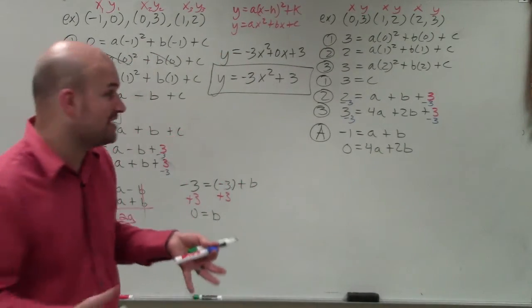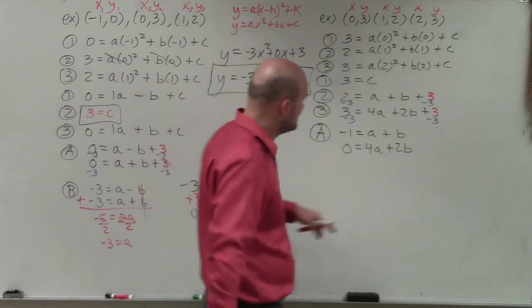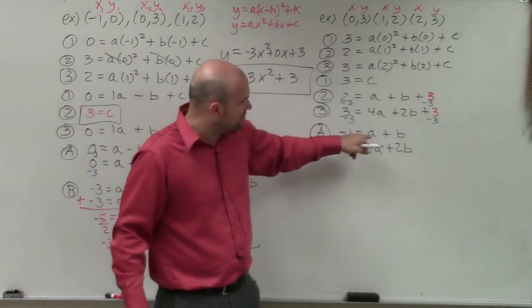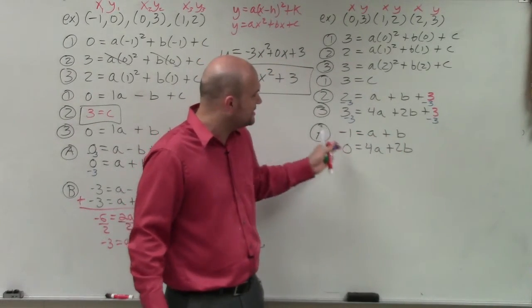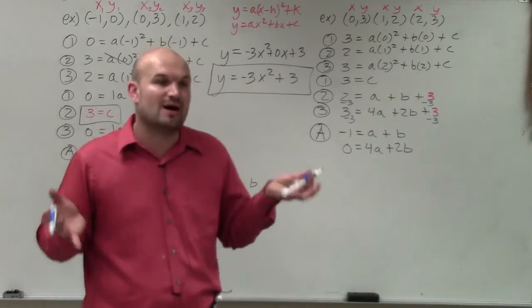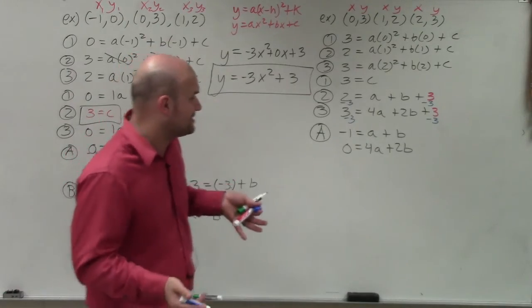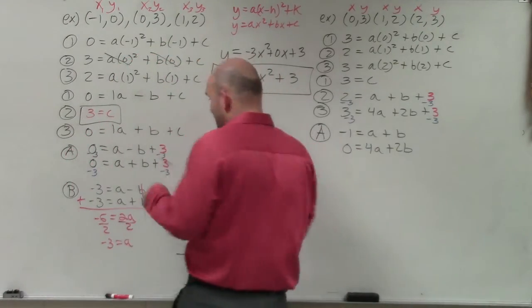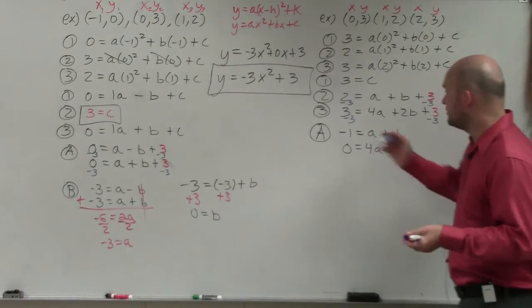To solve the system of equations, again, I could either use substitution or elimination. You could do substitution easily. That wouldn't be a problem. But I think using elimination would be the easiest. The important thing is to identify which variable we want to eliminate. Do we want to eliminate the a or the b? Well, in the last one we eliminated the b first, so let's eliminate the a first.